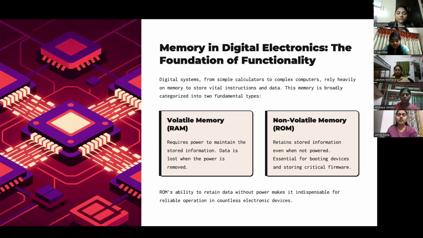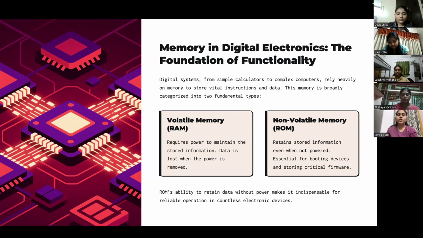Inside ROM, there is an address decoder and a memory array. When we give an address, the decoder finds the exact location and the data stored there comes out through the data lines. In simple words, ROM stores fixed data forever and helps devices start and run.